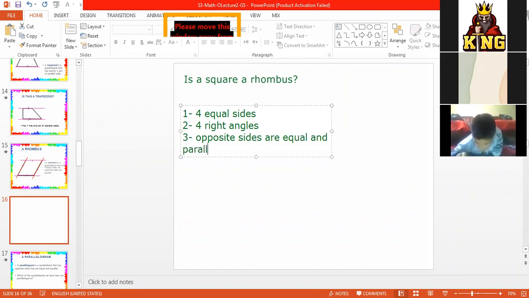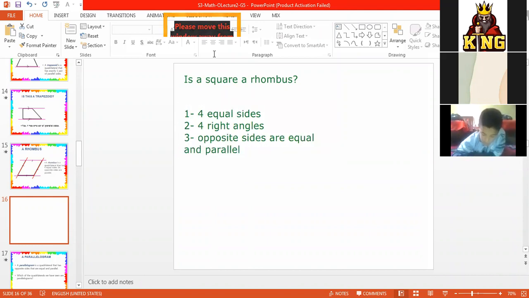Good. Now let us list the properties of the rhombus. Start. One: the two opposite sides are equal and parallel. Two: four equal sides. Its opposite sides are equal and parallel. Those are the only properties. Okay, now I'm going to match.